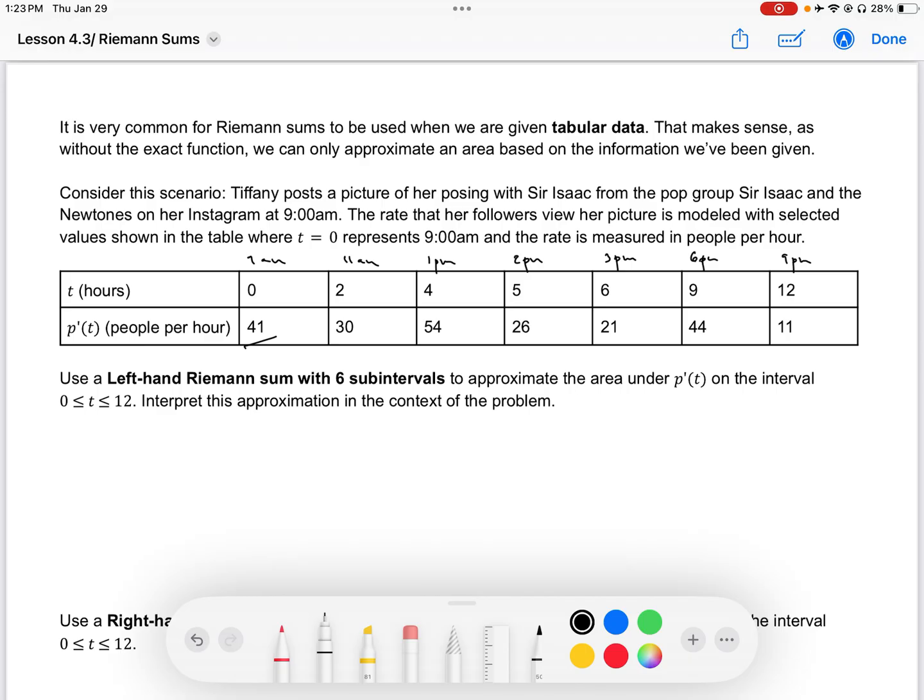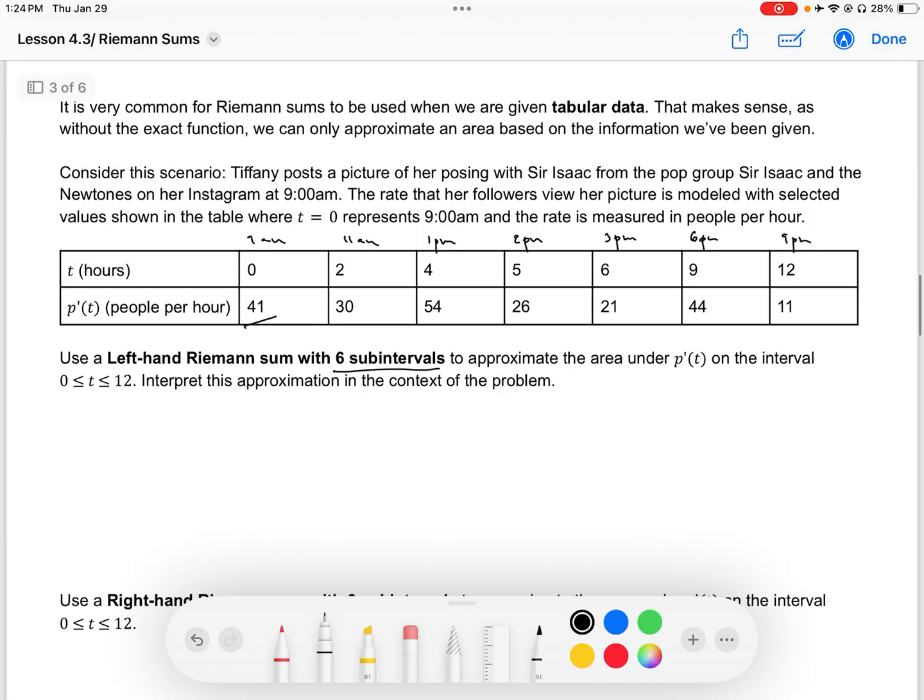Use a left Riemann sum with 6 subintervals to approximate the area under p prime of t on the interval 0 to 12. Interpret this approximation in the context of the problem. Okay, so if we are going to do a left hand sum with 6 subintervals, we're going to use the left hand values. So that is this value, this value, this value, this value, this value, and this value, right? Those are the y values on the left-hand side of each interval.